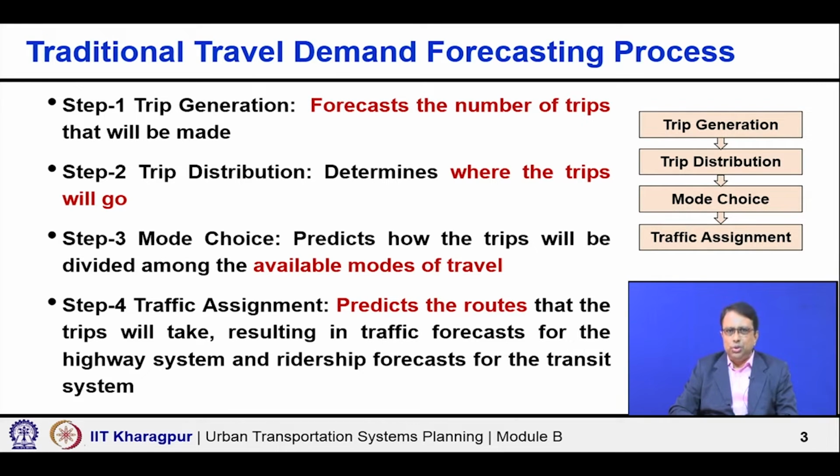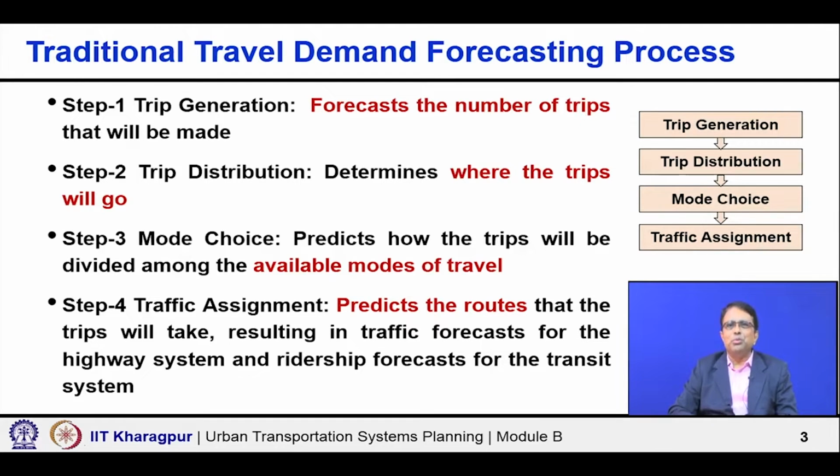Till step 1 and step 2, you are talking about passenger trips, but then the roads are actually getting loaded with vehicles. So, in between what is happening? The passenger trips are getting converted into vehicle trips. So, that is happening in this stage, what we call mode choice.